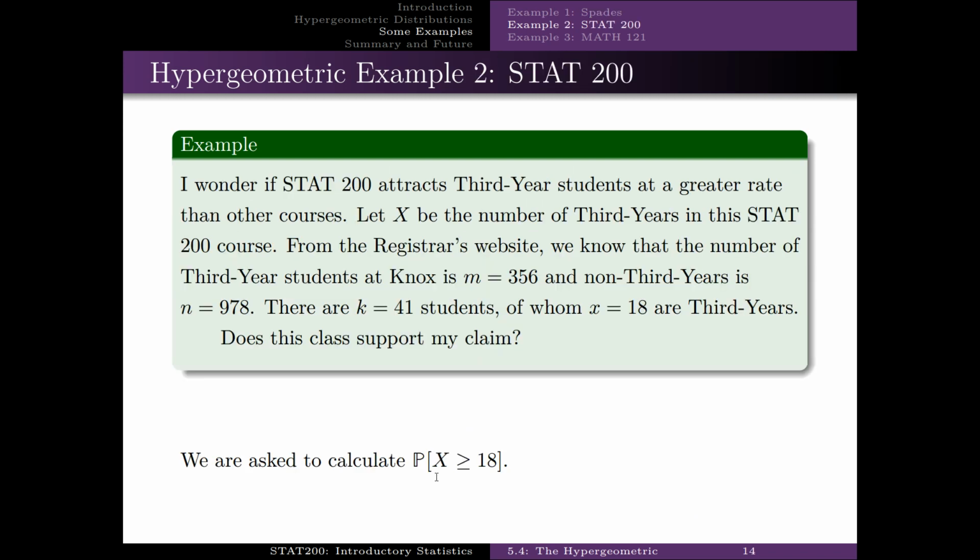Example 2. I wonder if Stat 200 attracts third-year students at a greater rate than other courses. So X will be the number of third years in Stat 200. We know that the number of third-year students at Knox is 356. We know the number of non-third years is 978. We got that from the registrar's website. Therefore, those are population numbers. In this stat course, there's 41 students. 18 are third years. So we need to calculate the probability x is greater than or equal to 18, given m is 356, n is 978, and k is 41.